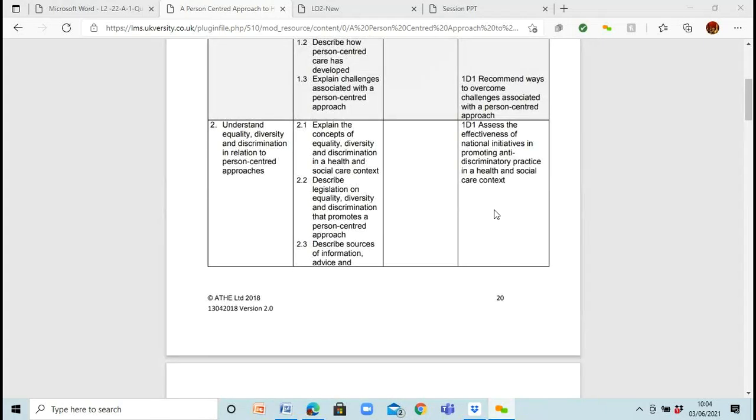And then the distinction question is to assess the effectiveness of national initiatives in promoting anti-discriminatory practice in a health and social care context.